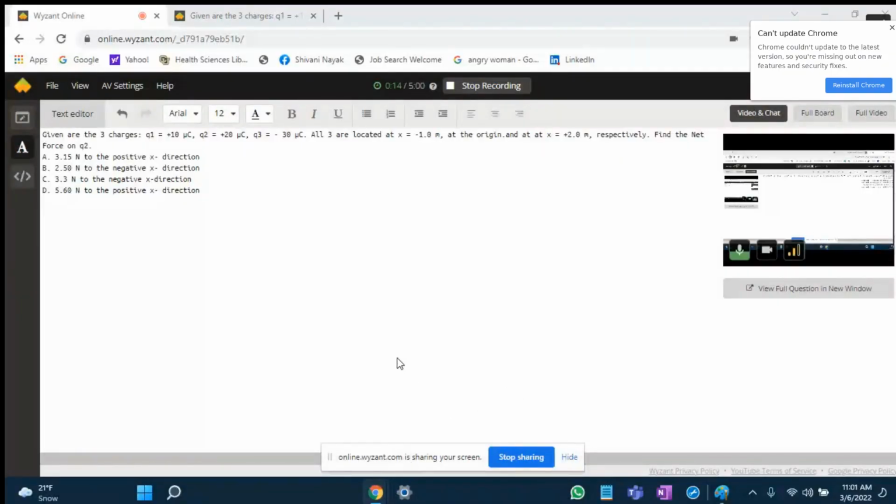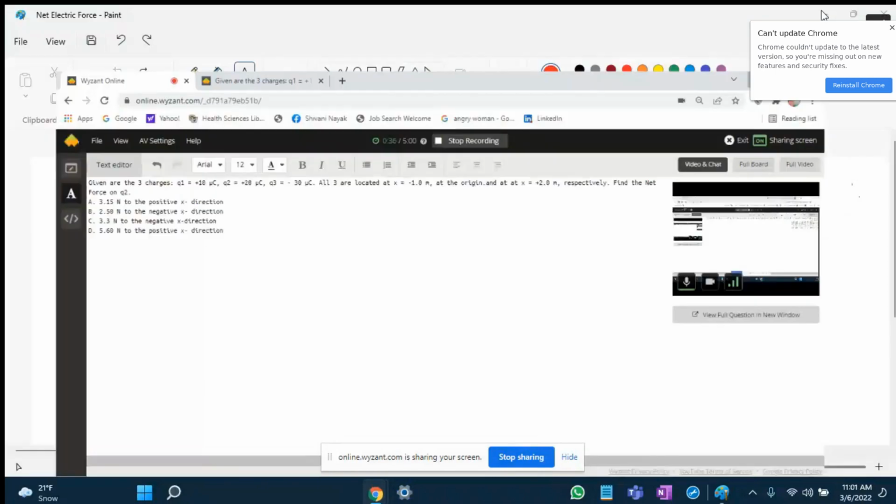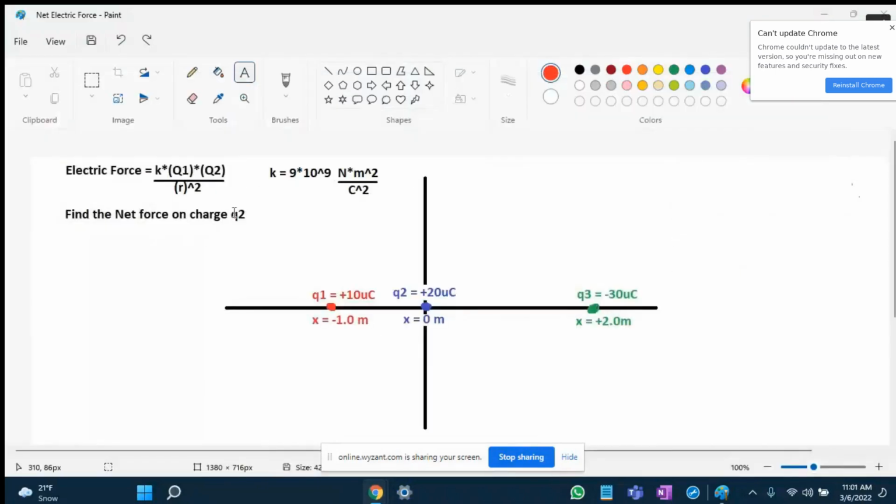All right, so for the first question, we have three charges, positive 10, positive 20, and negative 30 microcoulombs. They're located at negative 1 meters, the origin, and positive 2 meters, respectively. And the question asks to find the net force on Q2. So let me just share my work here. So this is the setup.